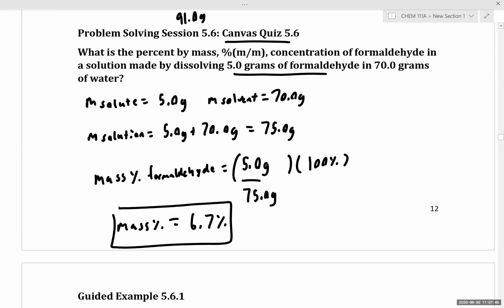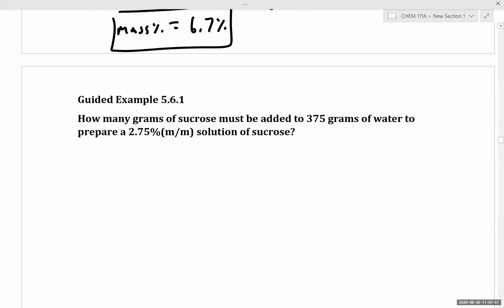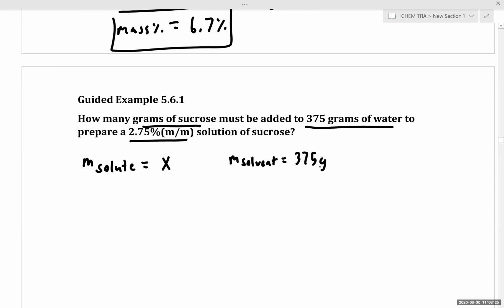Okay, so let's now look at the next type of problem where we have to use mass over mass percent. So in this example, we're asked how many grams of sucrose must be added to 375 grams of water to prepare a 2.75% mass over mass solution? Well, first let's define our terms. So the mass of solute, which is sucrose, we don't know. So I'm going to put it as X, a variable that we're going to solve for. The mass of solvent in this case is water, which is 375 grams.